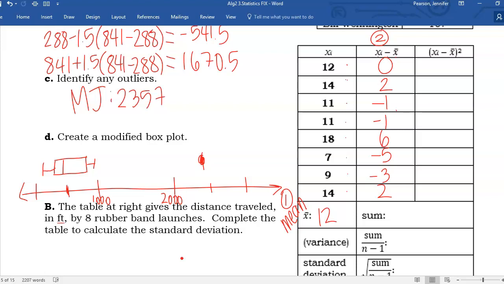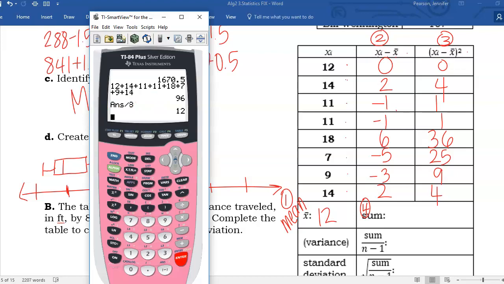Now we're going to square each of those values. So 0 times 0, still 0. 2 times 2, 1 times 1. Remember, negative times a negative is a positive. So you should notice that every single one of the values in this column, even if we had a negative here, it's a positive here. Okay? So I'm going to keep on squaring down the row. Everything times itself. Step 4, we're going to do the sum again. So we're going to add up everything in that last column. So that is 4 plus 1 plus 1 plus 36 plus 25 plus 9 plus 4. Our sum of these 8 values is 80.